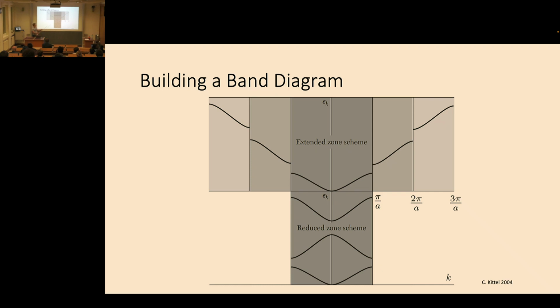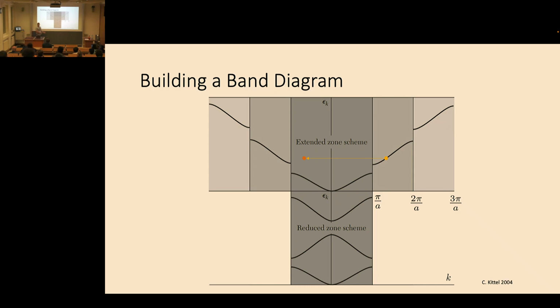In principle, we can have the full information for the system from this picture, but it's a little bit annoying to have such a large x-axis. So what we can do is remember that we have periodicity in momentum space, so that this point is related to this point, and we can start folding this full extended scheme to obtain this reduced scheme on the bottom. And this is what is generally understood when people say a band diagram.